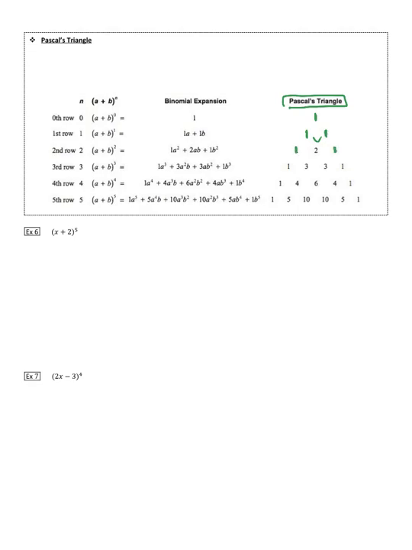1 plus 1 is 2, which is where that 2 came from. So then we still have 1s on the outside. 1 plus 2 is 3. 1 plus 2 is 3. Next row, 1s on the outside. 1 plus 3 is 4. 3 plus 3 is 6. 3 plus 1 is 4, etc., etc.